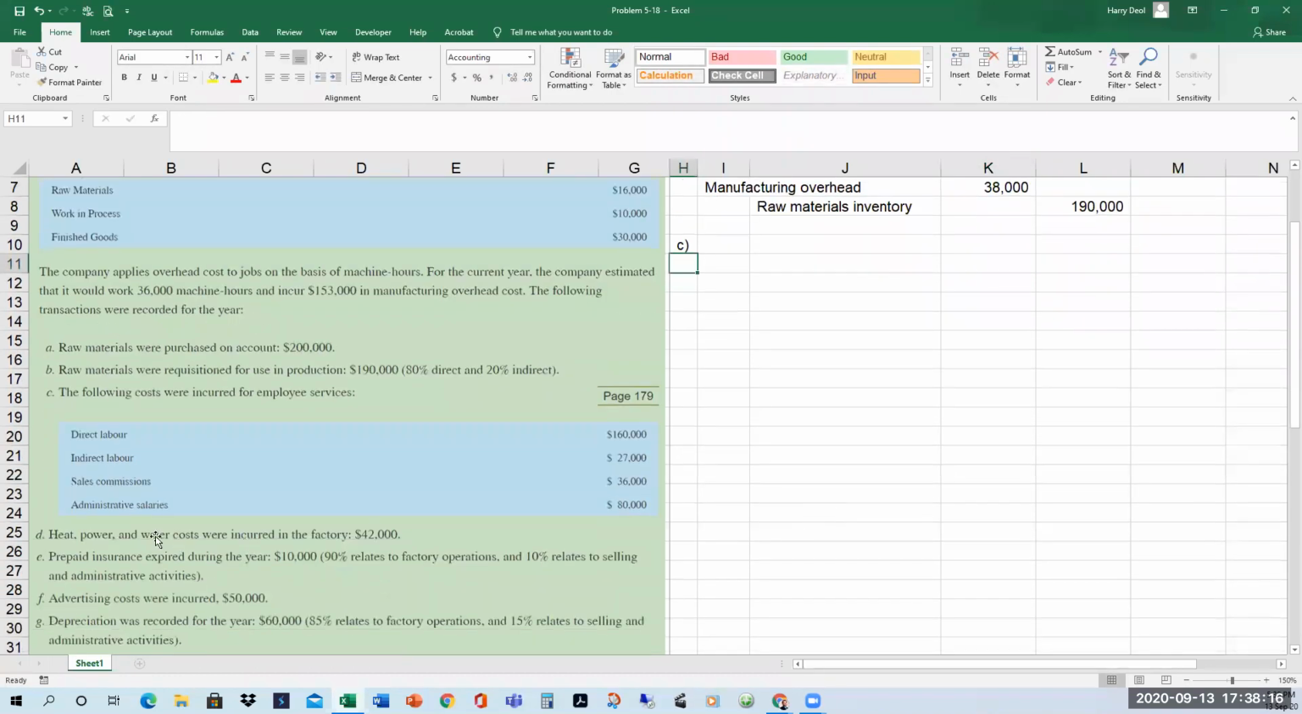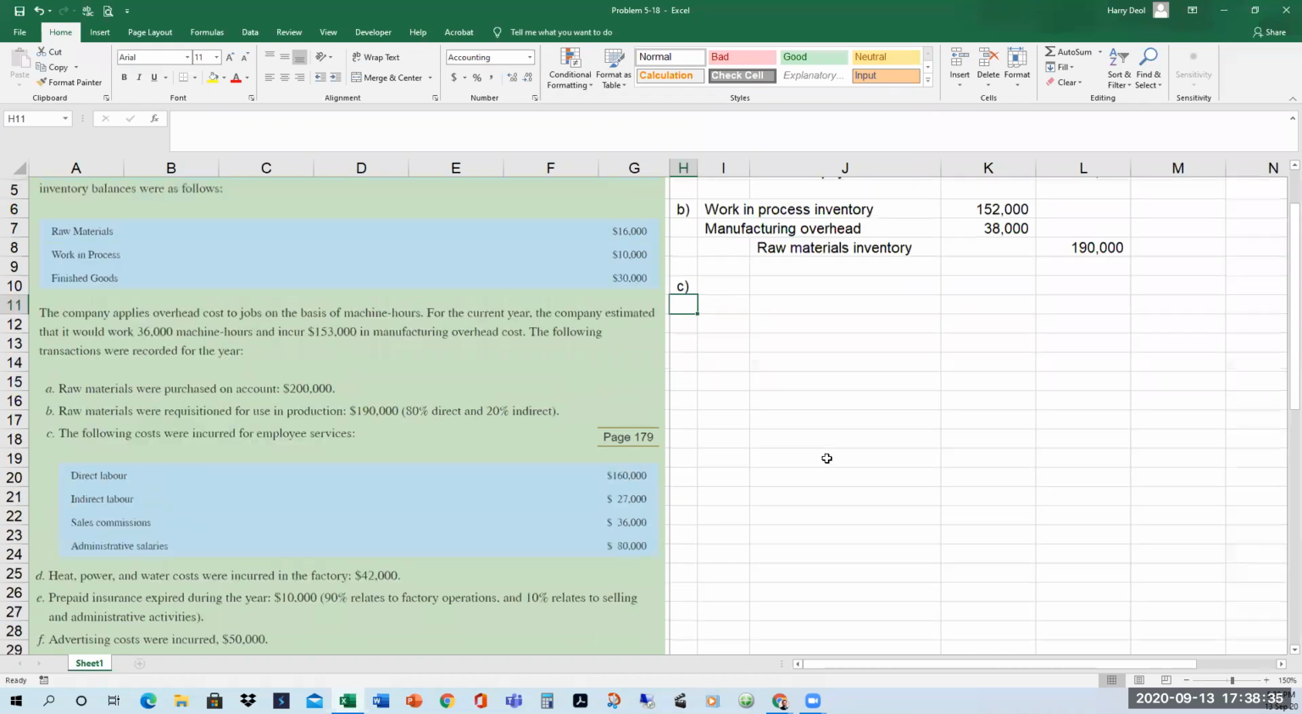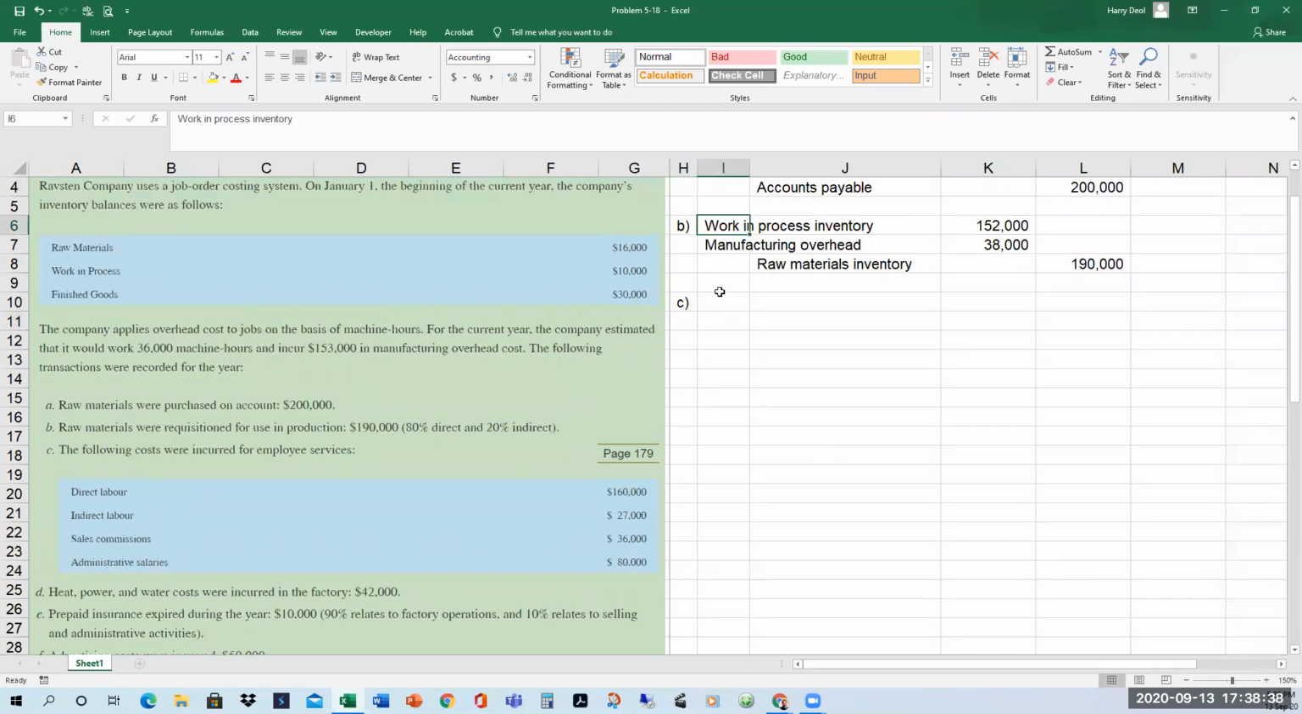Then C told us that the following costs were incurred for employee services: direct labor, 160,000, indirect labor, 27,000, sales commissions, 36,000, administrative salaries, $80,000. Now we know that direct labor will be added to work in process. So debit work in process, 160,000. For the indirect labor cost of $27,000, you want to debit manufacturing overhead.